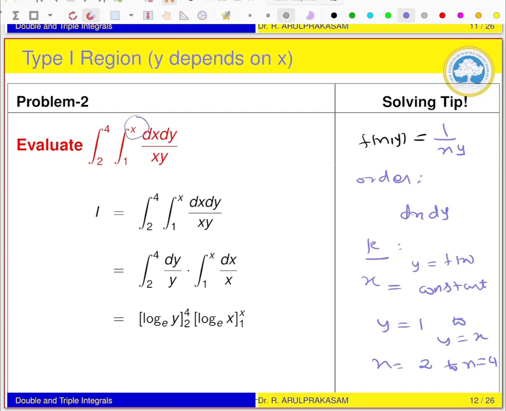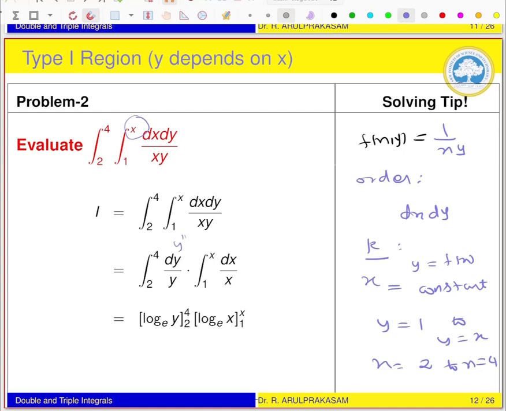What is the meaning? According to this, how can we decide the order? Is it x and then y, or y and then x? That is very important. My inner integrating variable is y, and the outer integrating variable is x. So the given order is wrong. The correct order is first y and then x. Yes or no? Check it: first integrate with respect to y and then x.